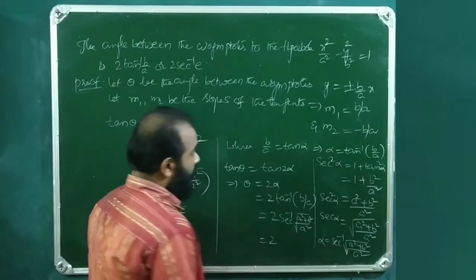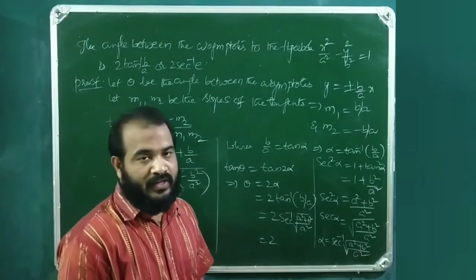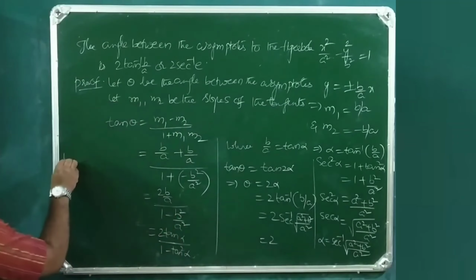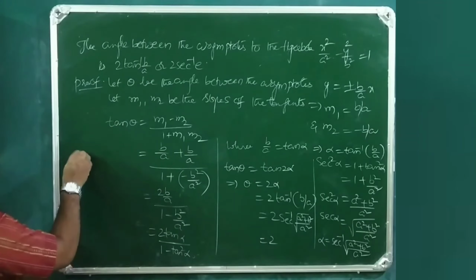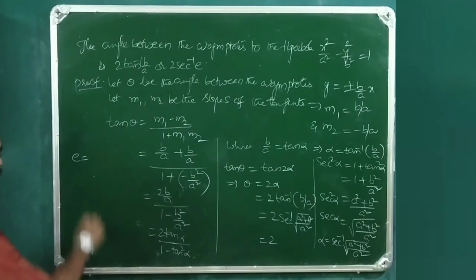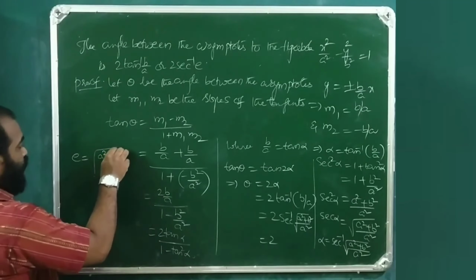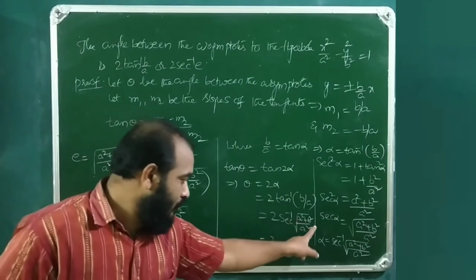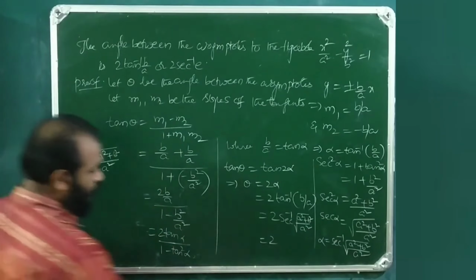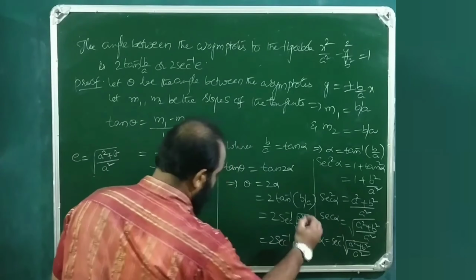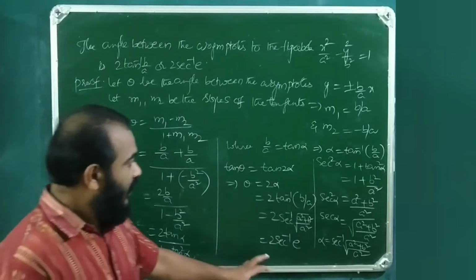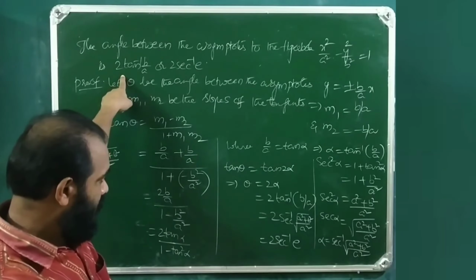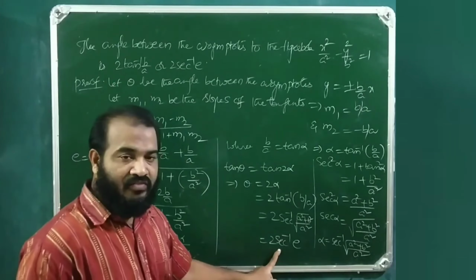So for the hyperbola x square by a square minus y square by b square equals to 1, we have the eccentricity e is equals to square root of a square plus b square by a square. So this square root of a square plus b square by a square is nothing but e. So 2 secant inverse e. So the angle between the asymptotes is either 2 tan inverse b by a or 2 secant inverse e.